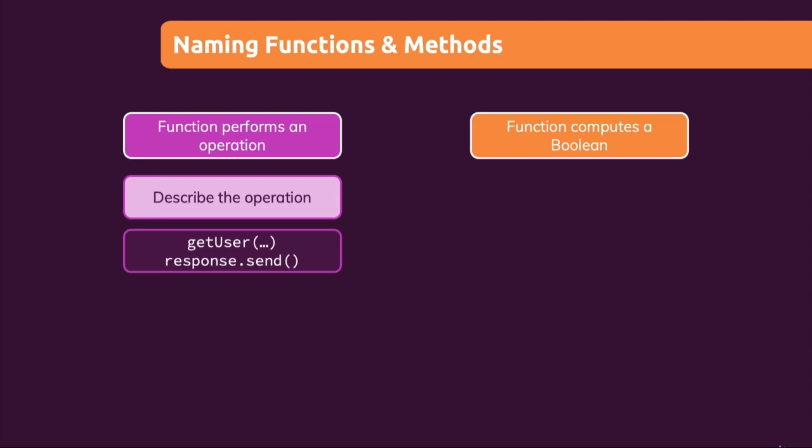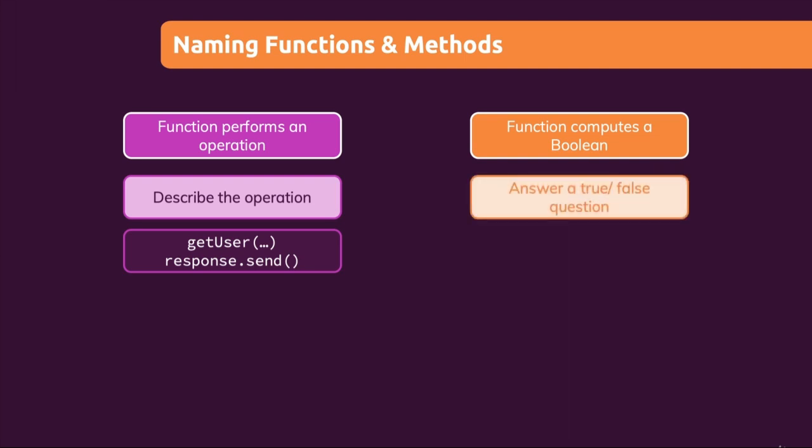Response.send makes it really clear that we're probably sending the response on which we execute this method. Now for the Boolean case, we again want to answer a true or false question, just as with the properties and variables and constants. So here, as an exception, our function could not describe the operation, but instead the result. And this is really only the case for Booleans, where you want to do that.